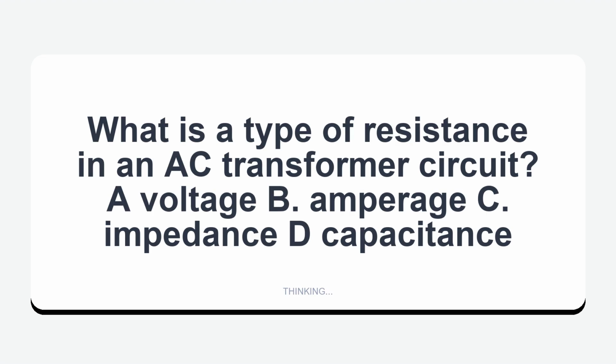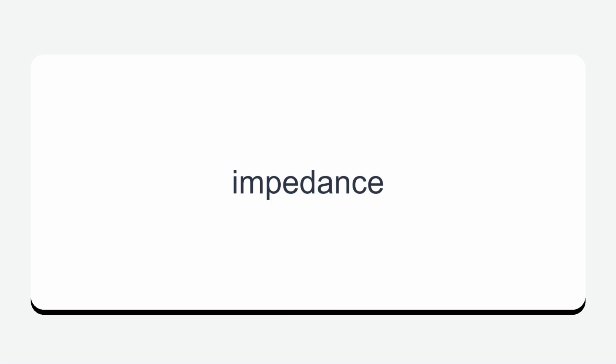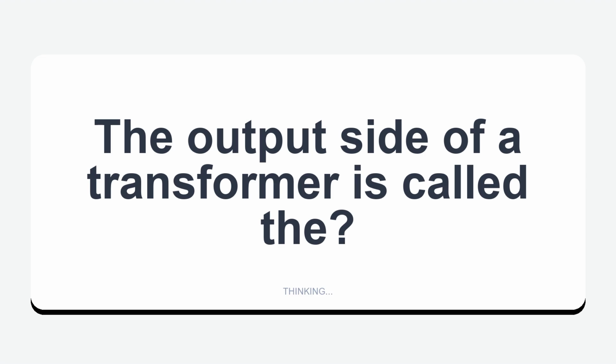What is a type of resistance in an AC transformer circuit? A. Voltage. B. Amperage. C. Impedance. D. Capacitance. Impedance. The output side of a transformer is called the secondary.